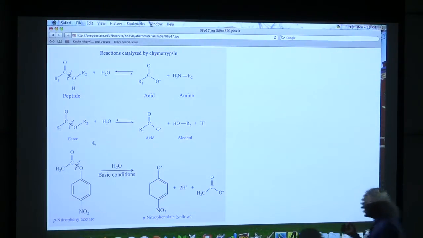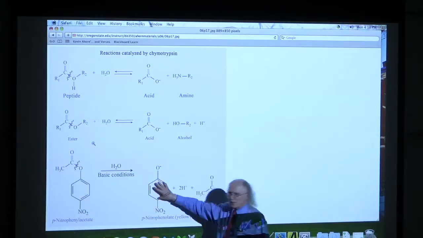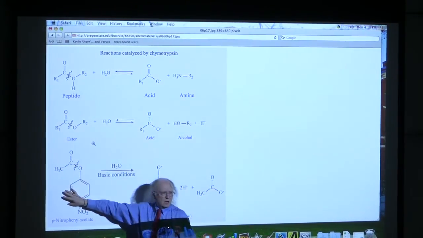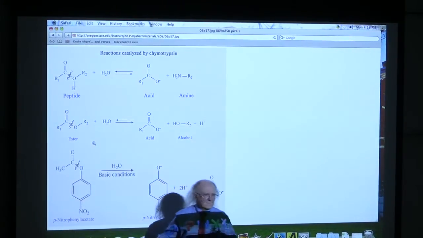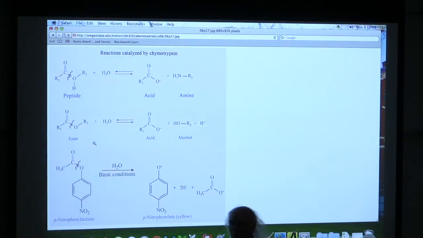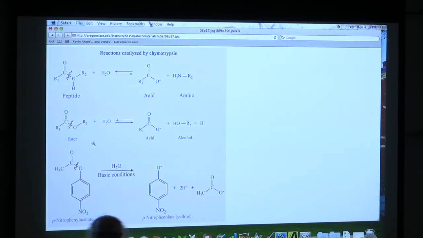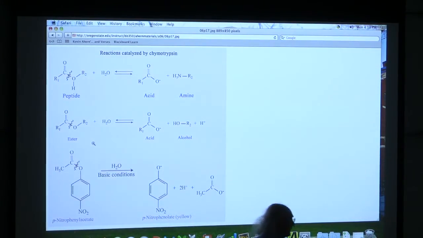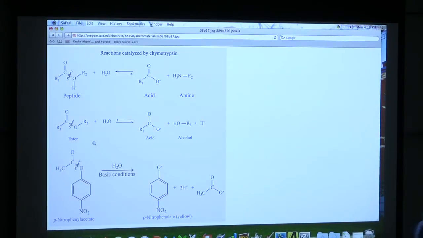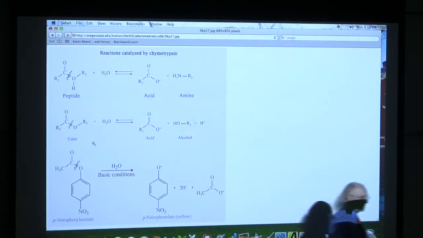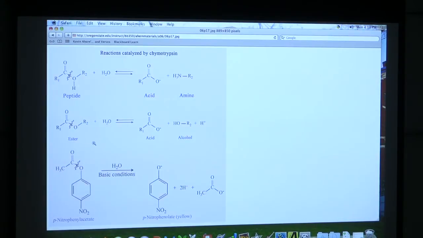Why? Because when it catalyzes this reaction, it creates a product that is yellow. The starting material is colorless. So if I want to study chymotrypsin's reaction, all I have to do is watch how fast the yellow appears. Okay? Everybody with me? I simply have to watch how fast the yellow appears. A machine can tell me that very readily, and the faster the yellow appears, the faster chymotrypsin is working. Very simple.